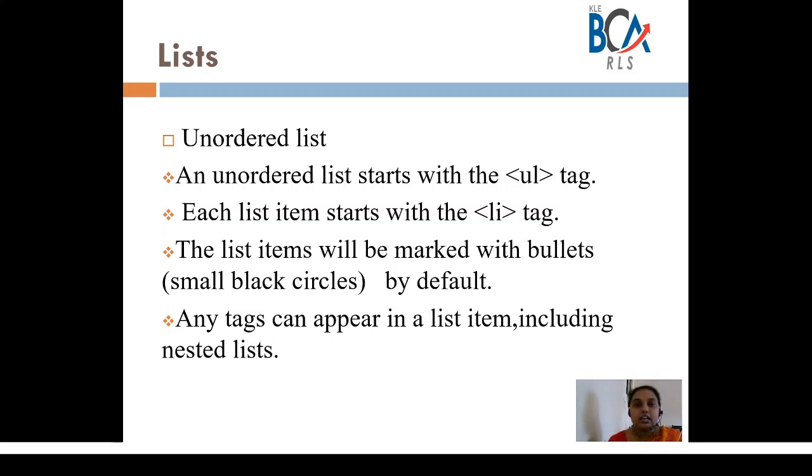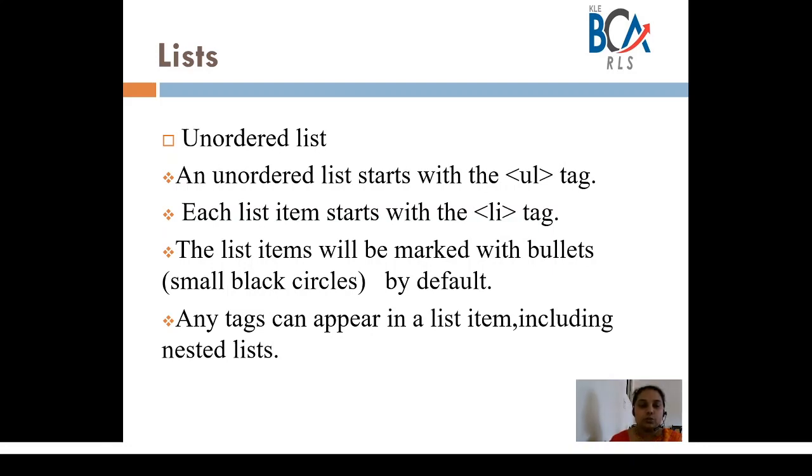First list, unordered list. In case of unordered list, the order of the list items is not important. The unordered list always starts with the UL tag. Every list item is listed under the LI tag. The list items will be marked with bullets, small black circles by default. Any tags can appear in a list item, including nested list.